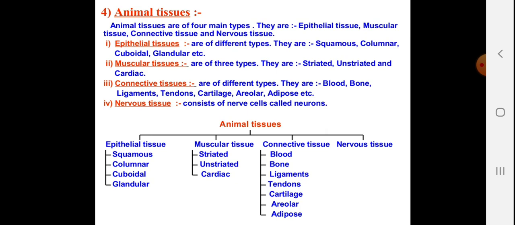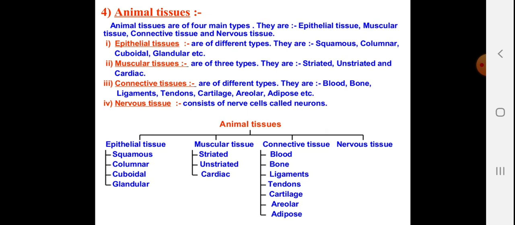tissues. Muscular tissues, of course, they are present in the muscles. They are of three types: striated, unstriated and the cardiac. Now cardiac muscle tissues are present in the heart, so they are called the cardiac tissues. Connective tissues are of different types.